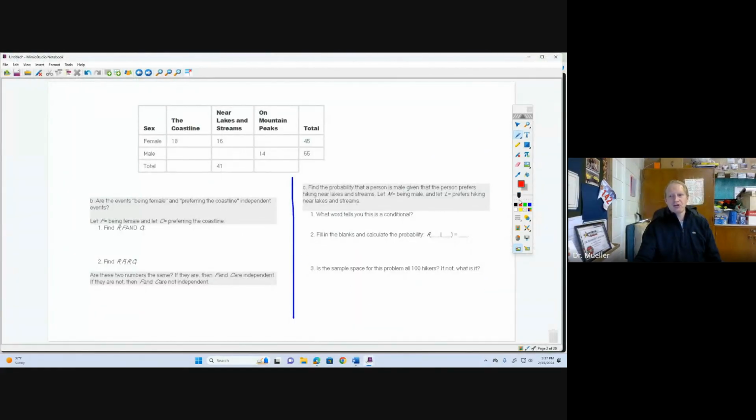All right, let's take a look at this problem right here. It says we have a contingency table. We have to fill in the blanks, so let's do that first. We know all these female boxes have to add to 45. So 45 minus 18 is 27, 27 minus 16 is 11. So that would just be 11 for that one. And then all three of those should add up to 45.